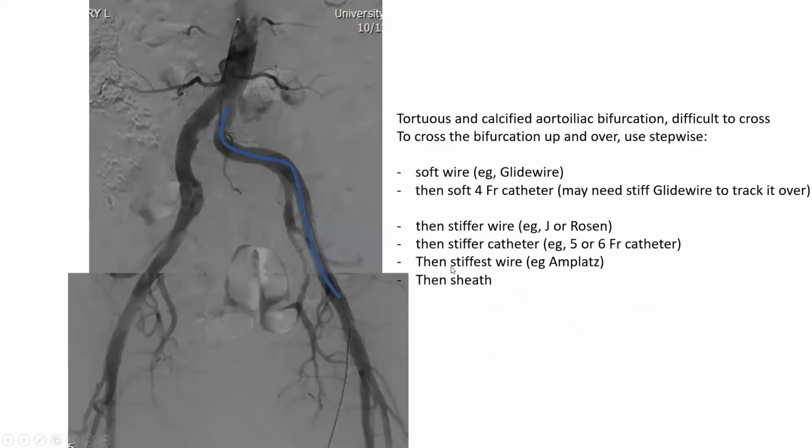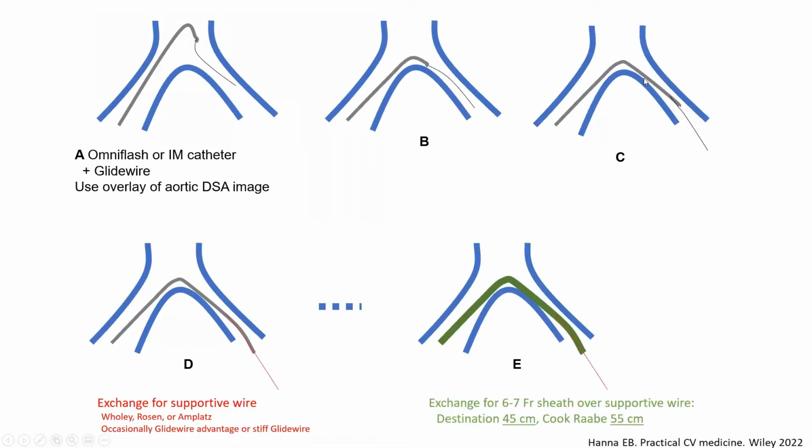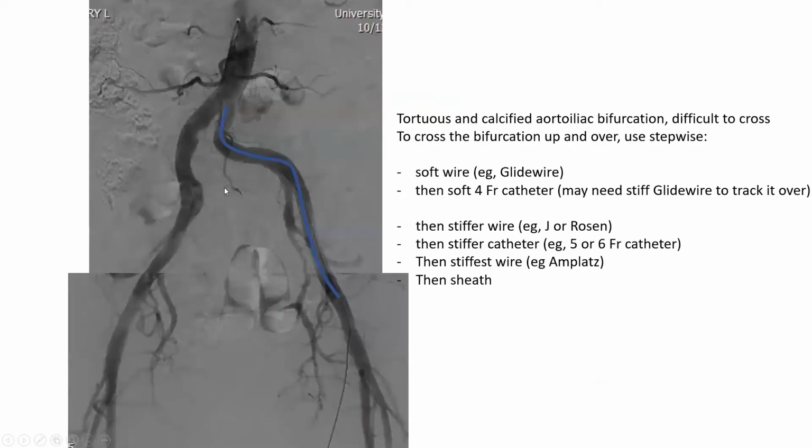But in this case, you're not going to be able to advance inside that 4 French catheter a stiff wire. You try to advance a stiff wire, it will kick your whole system out. So you may need to do it progressively. So soft wire, then soft catheter as far down as you can. Then through it, you advance a stiffer wire, such as a regular J wire.